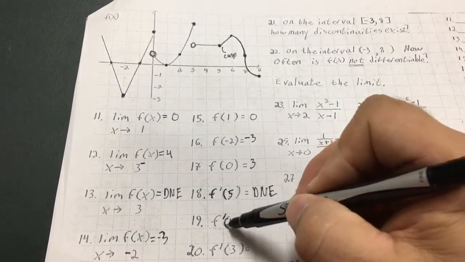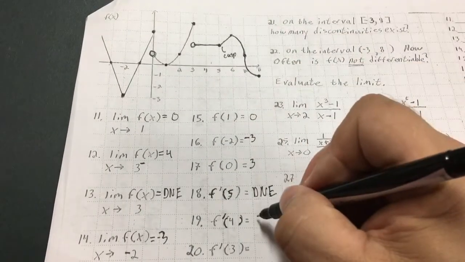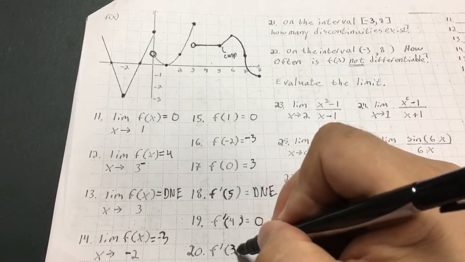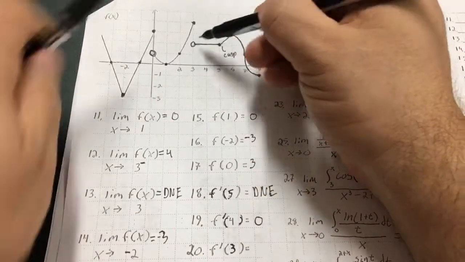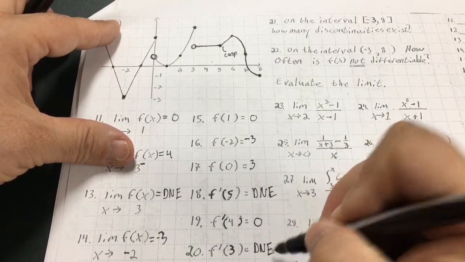Now, what's the slope, or the derivative, at x equals 4? At x equals 4, the slope is that of a horizontal line. So the slope is actually 0 there. Now, what's the derivative at 3? At 3, because that's a jump discontinuity, again, there's no derivative there. It's not differentiable. So that's a DNE also.